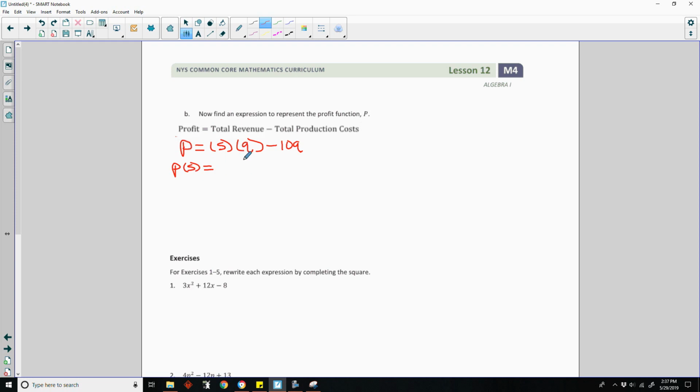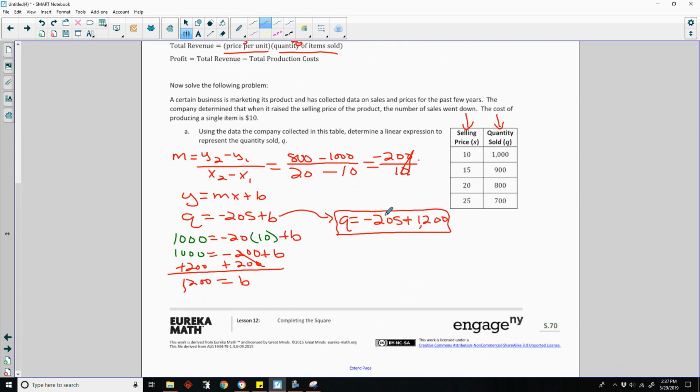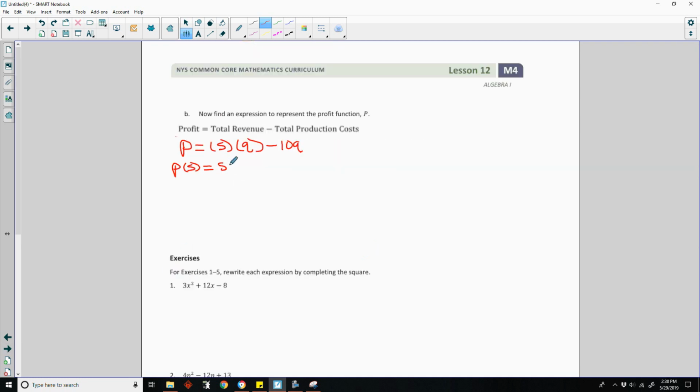Now what I'm going to do is, I have an S here. That's going to stay. I have a Q here. But remember, in the first example, we found this formula for Q. Q equals negative 20S plus 1,200. So everywhere I see that, I'm going to substitute it into my equation. Q equals negative 20S plus 1,200. Here's a Q. Instead of Q, I'm going to put negative 20S plus 1,200.